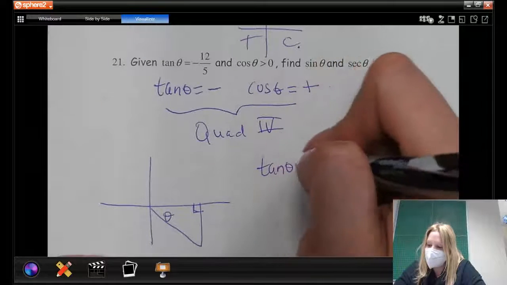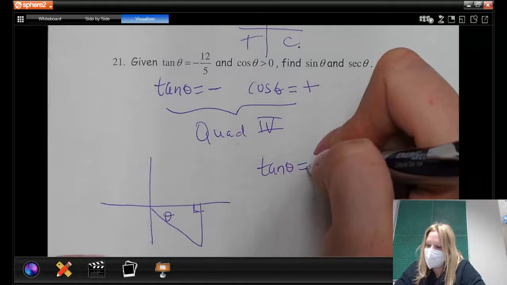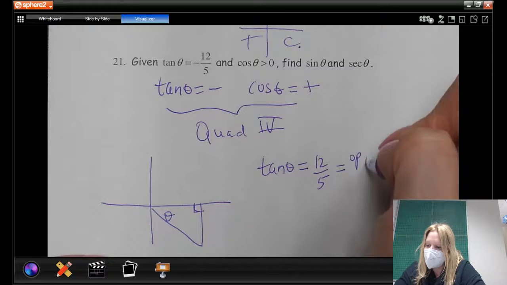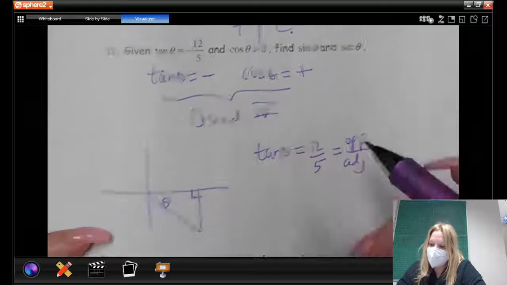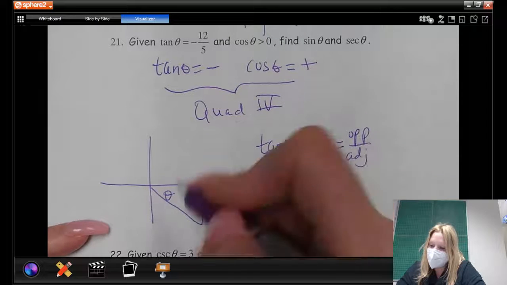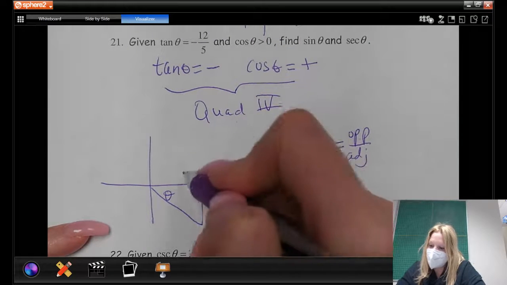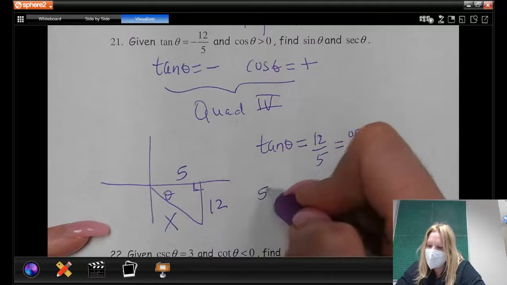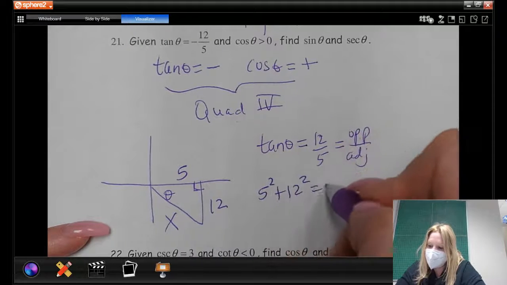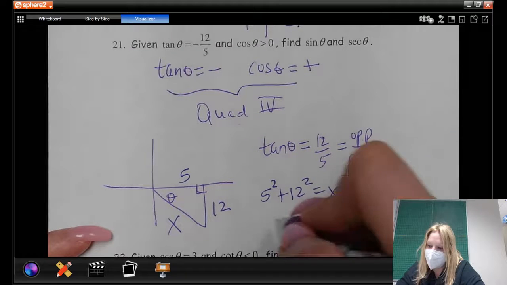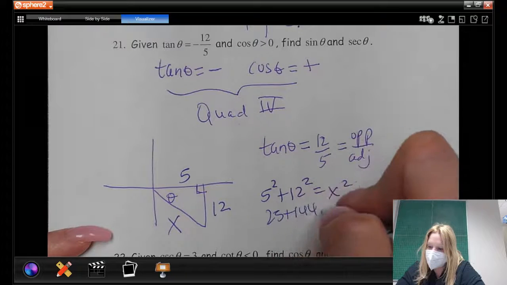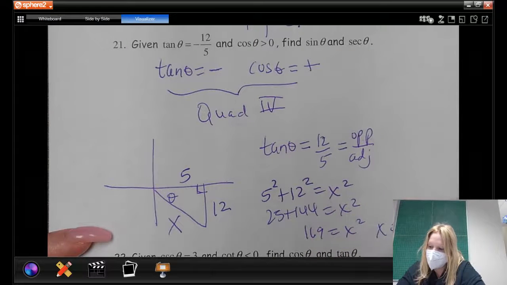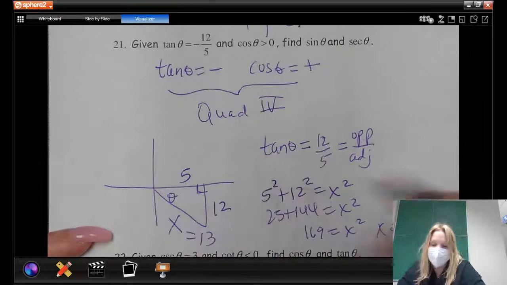Tan theta, we know, is 12 over 5. Tan is opposite over adjacent. So opposite the theta is 12, adjacent is 5. We have to do Pythagorean theorem to get the hypotenuse. Okay, so this is 13.